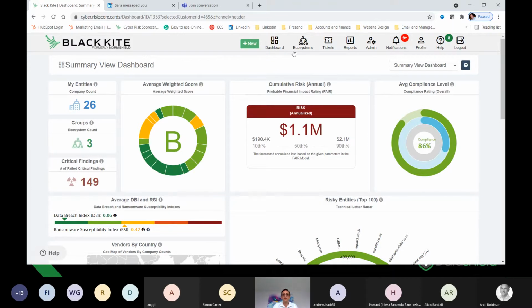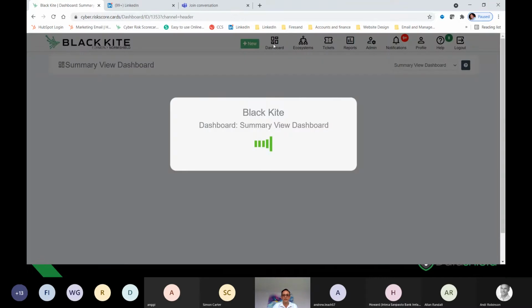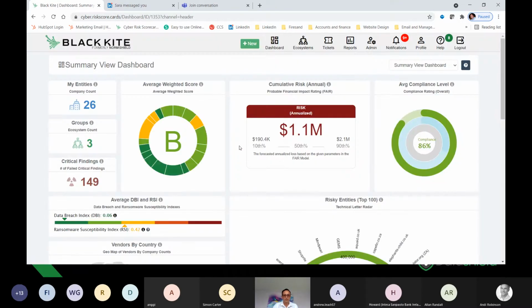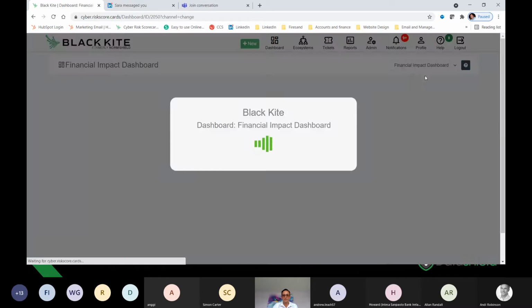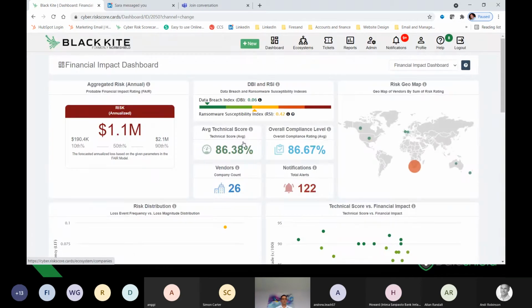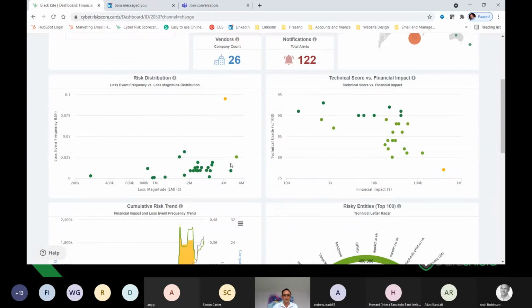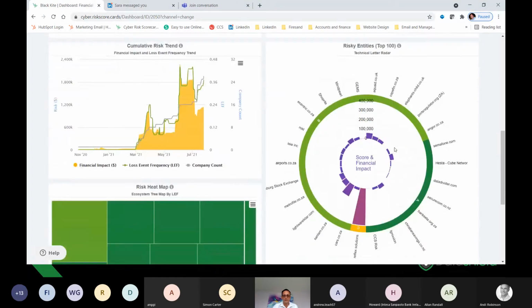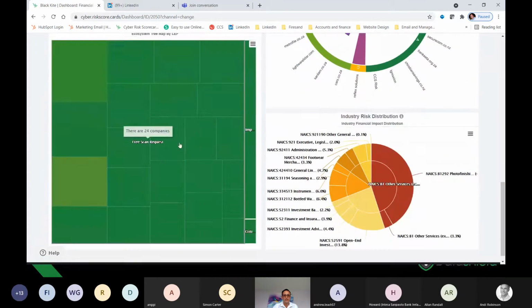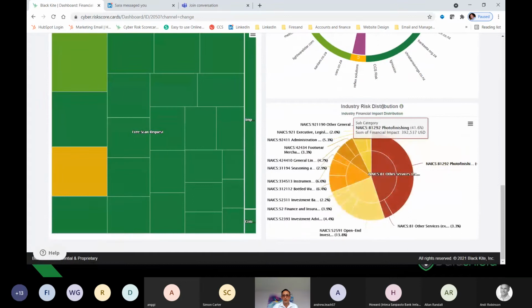What you can also do is look at different dashboards. This is a view from a summary, so this is what probably the CISO will look at, but you might want to go into a financial impact. So you're now a CFO, finance director. You want to look at more things that are more important to you. How are your suppliers distributed based on their risk to you? How is their technical score versus their financial impact? You can start to go around each one of these and look at individual information, look at the risk heat map, look at them by industry.